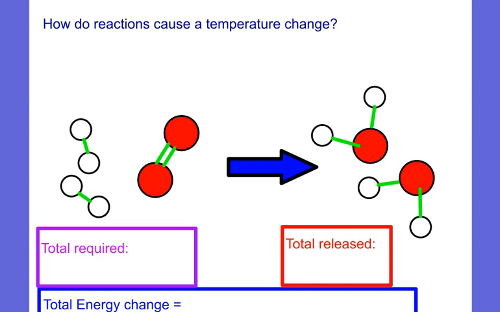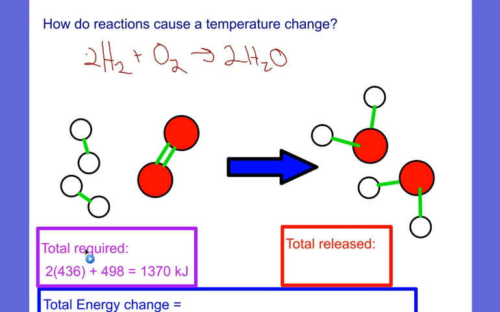So when I break bonds, that does require energy. Let's look at the reaction between 2 hydrogens plus 1 oxygen to make 2 waters. So I look at the total required. To break a hydrogen-hydrogen bond is 436 kilojoules, and I have to do that 2 times. And the total amount of energy to break an oxygen-oxygen double bond is 498 kilojoules. So in total, I have to use 1,370 kilojoules to break all these bonds.